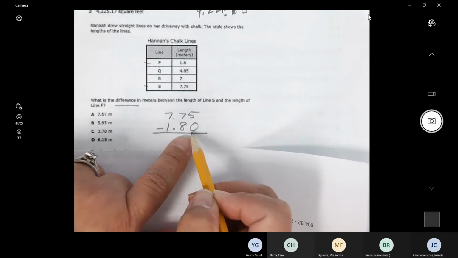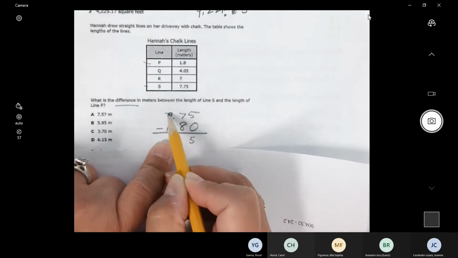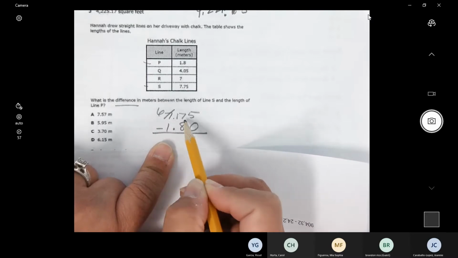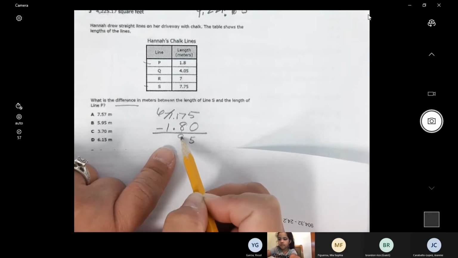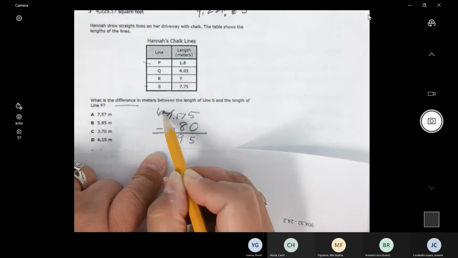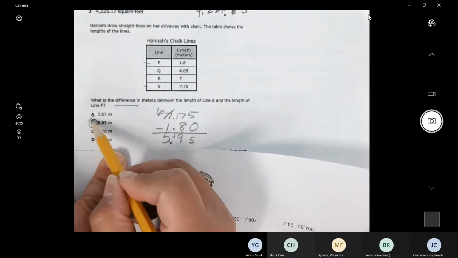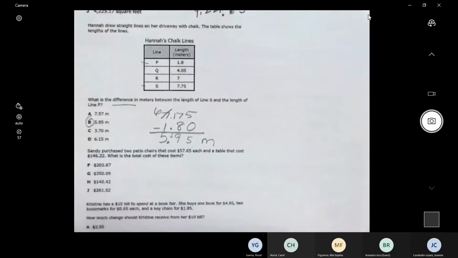So 5 minus 0 is 5. Can I take away 7 minus 8? No. This is going to become a 6, and this will become a 17. 17 minus 8 is what, guys? 9. I have to make sure I bring down my decimal point, and then 6 minus 1 is 5. So my answer is B, 5.95 meters. Okay?